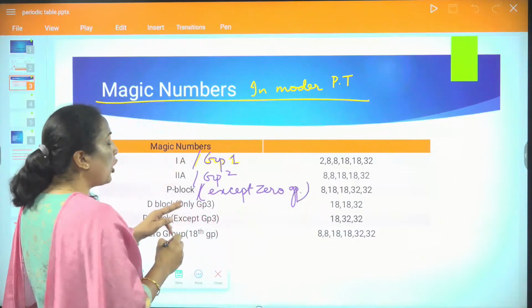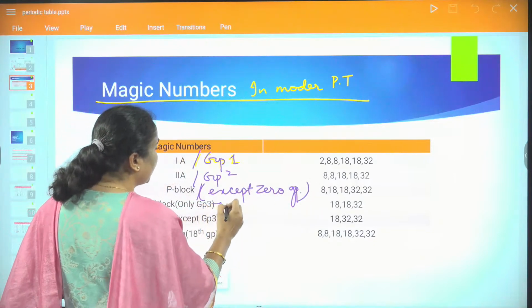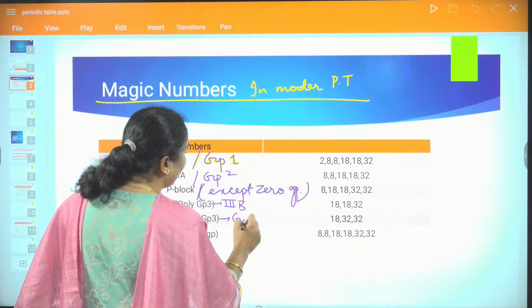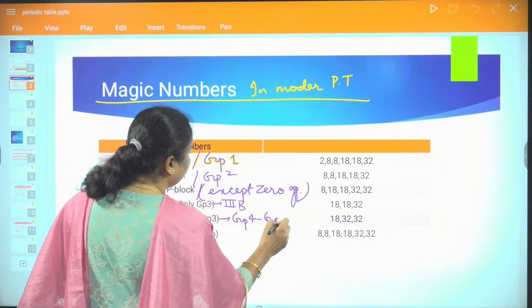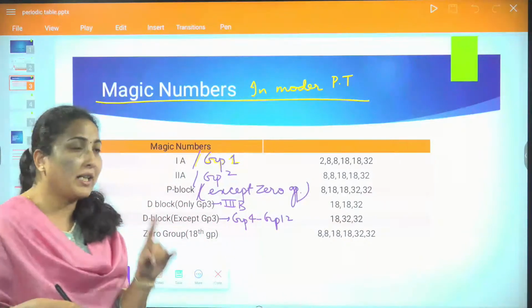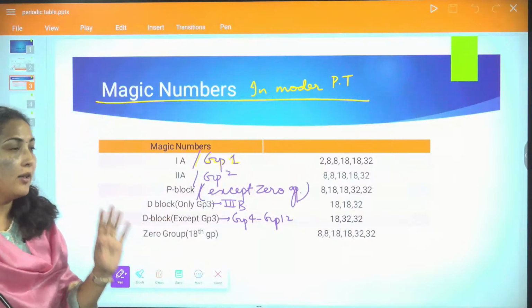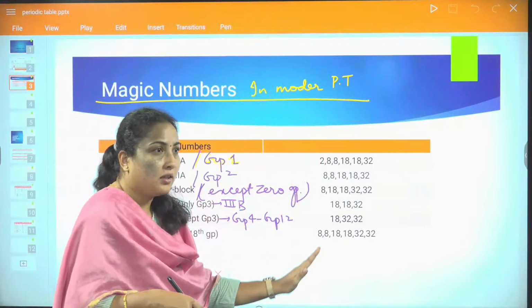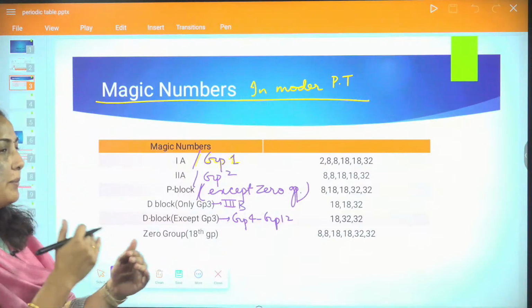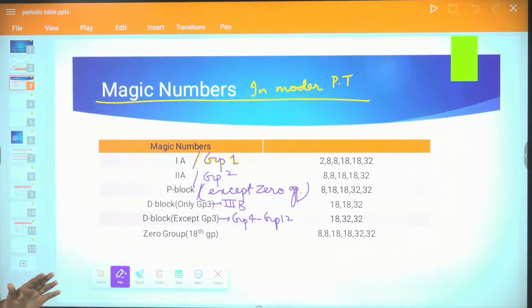This is D block, except group 3, which is 3B also. That means group 4 to 12. This is the zero group. So don't think that the 18th group is not part of P block. That misconception should not be there. The only thing is, these magic numbers are different. That is the reason we have separated them. Nothing else, no other reason behind it. So please write it, then I'll explain.